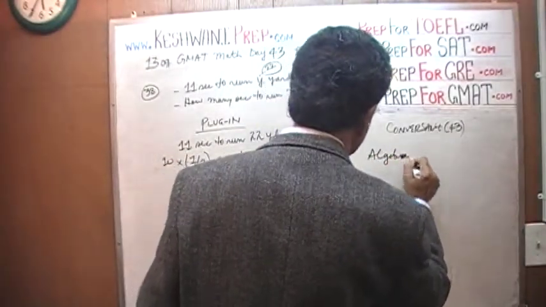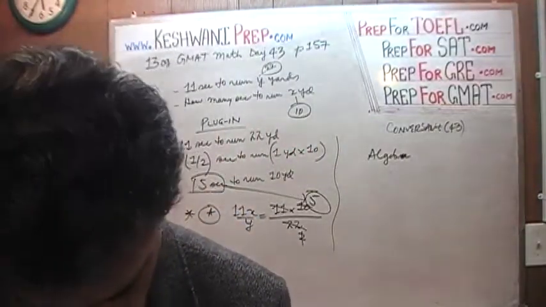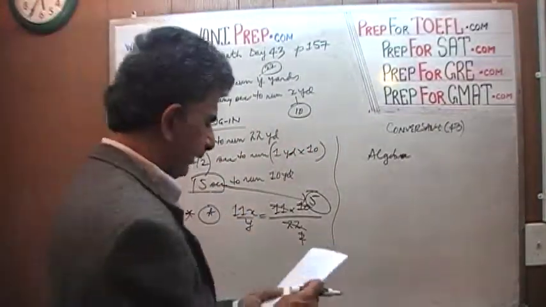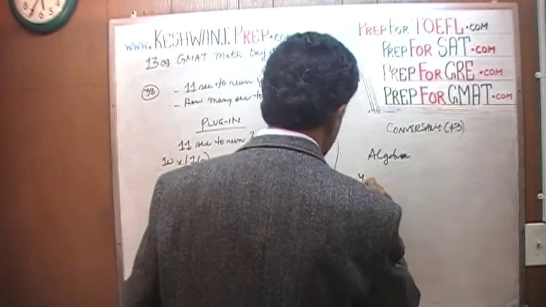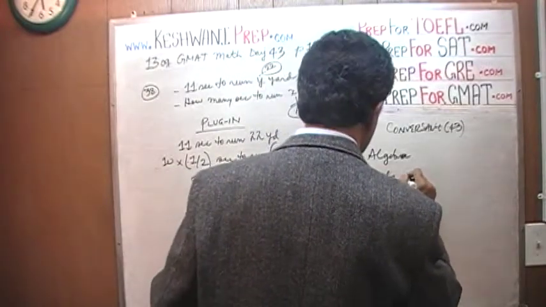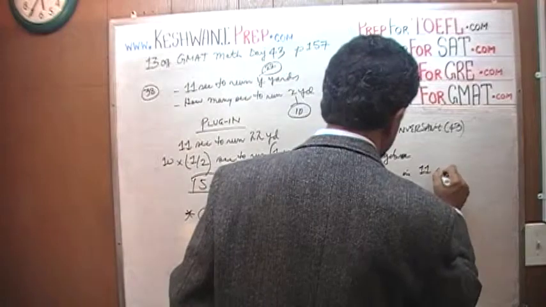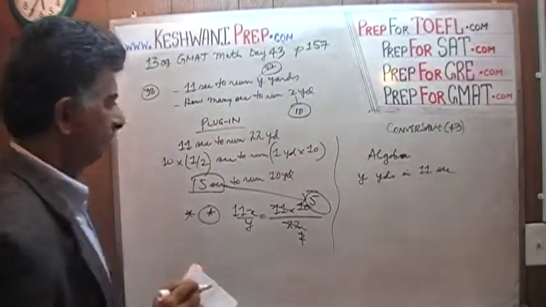With the algebra, it's very straightforward. We are told that he runs y yards in 11 seconds.